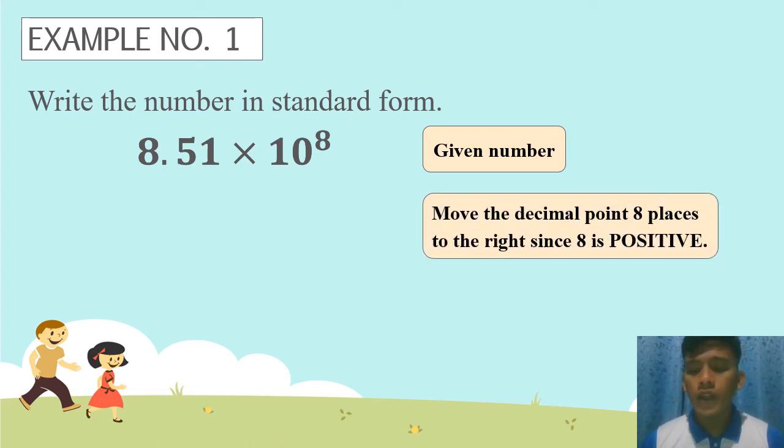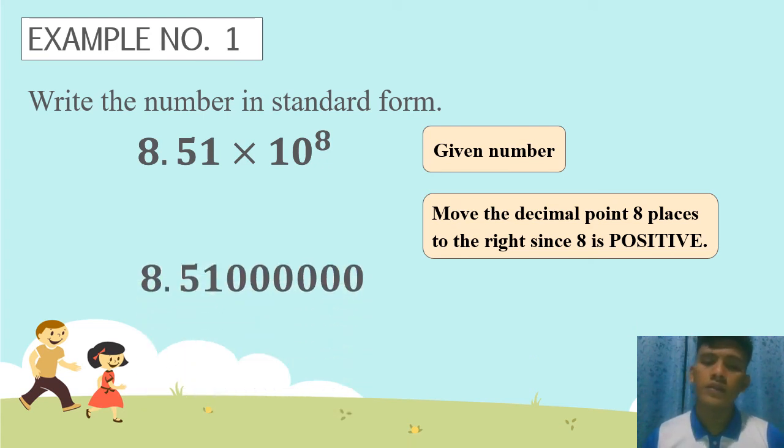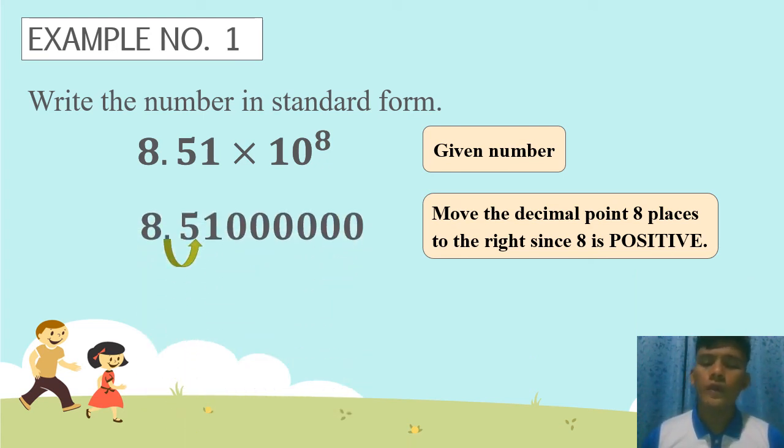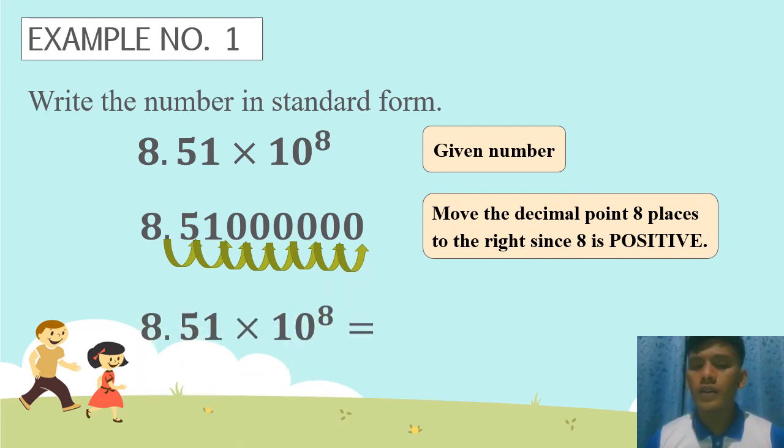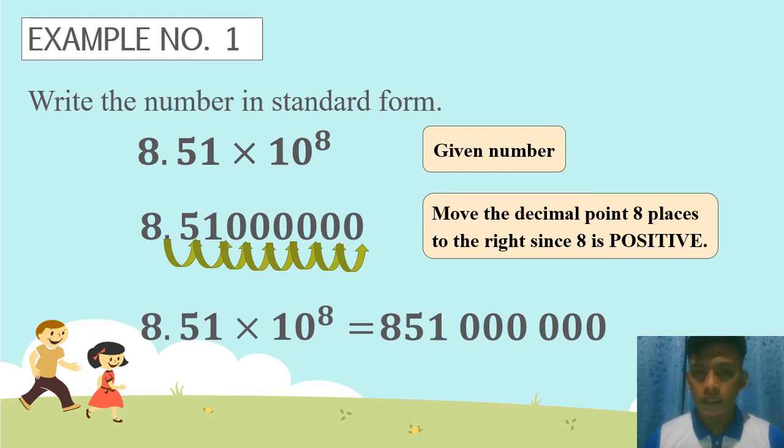You will move the decimal point 8 places because our exponent is 8, and it is going to the right because it is positive 8. So you'll move to the right, move 8 times. 1, 2, 3, 4, 5, 6, 7, 8. The decimal point will be put at the last part. So 8.51 times 10 raised to 8 will be equal to 851 million. That's our final answer.